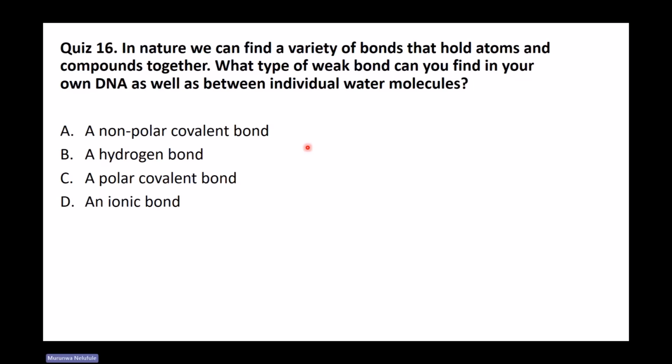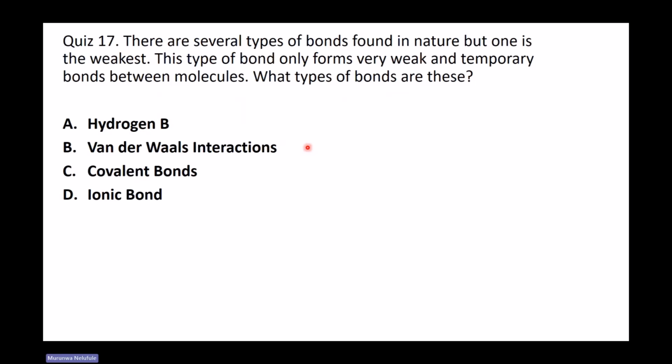Hydrogen bonds are individually weak bonds that are formed when the slightly positive hydrogen on one molecule is attracted to a slightly negative atom of another molecule. These bonds can easily be broken, that's why they are weak. There are several types of bonds found in nature, but one is the weakest, and this type only forms very weak and temporary bonds between molecules.